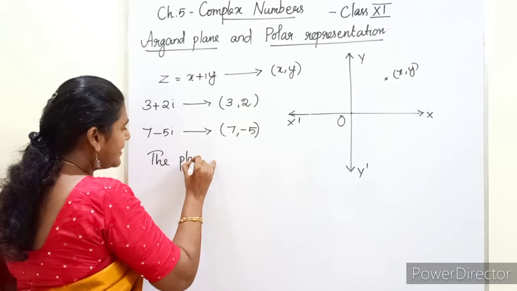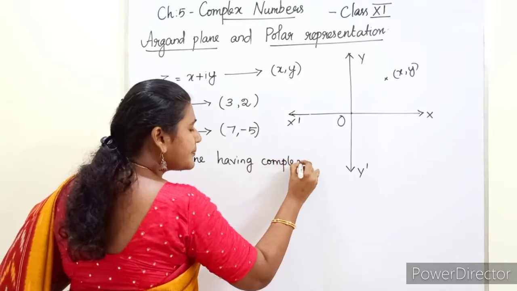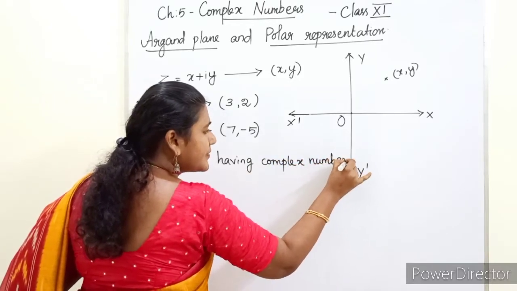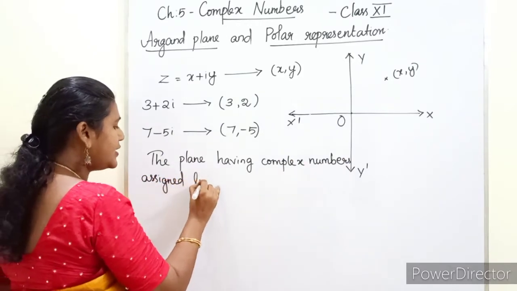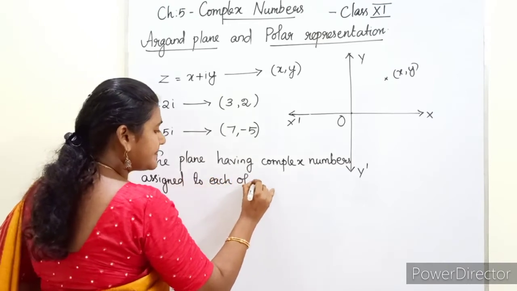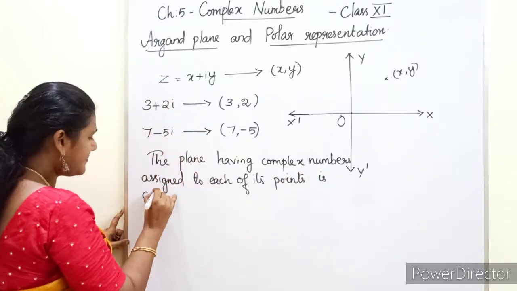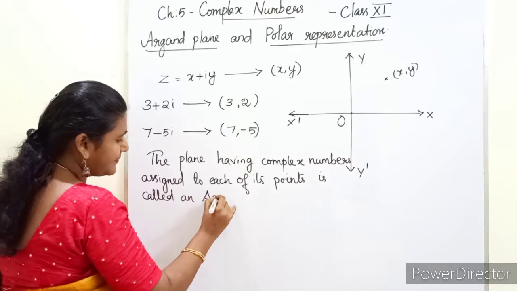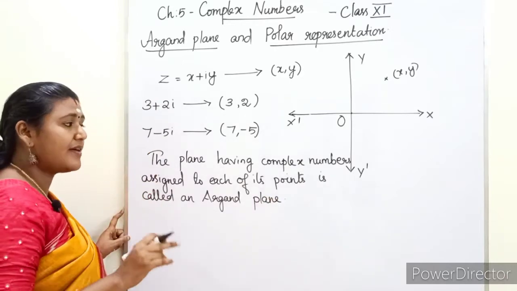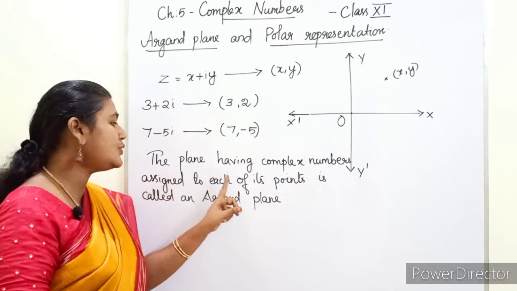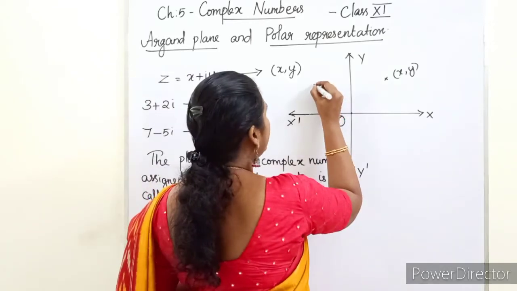A plane having complex numbers assigned to each of its points is called an Argand plane. For example, here I am taking a point.